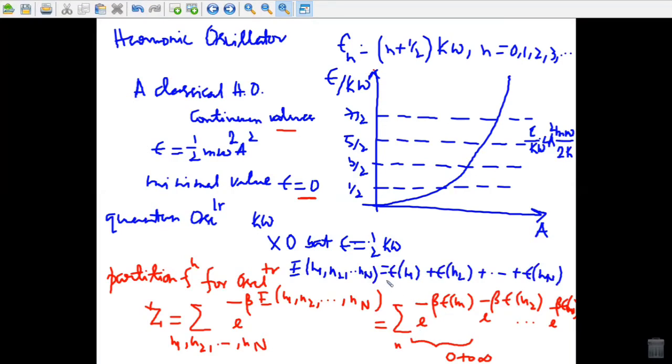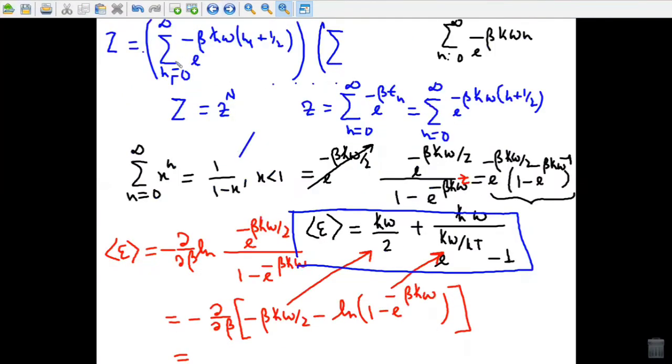So one can use this representation here. So this can be written as e to the power minus beta epsilon n1, e to the power minus beta epsilon n2, dot dot dot, e to the power minus beta epsilon nn. And each summation variable varies from 0 to infinity. So one can write the sum of products as a product of sums, right?